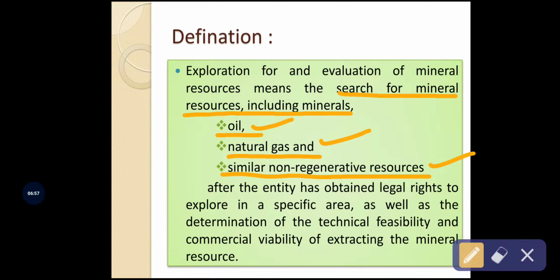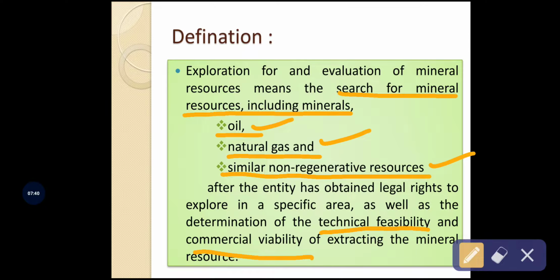Okay, so after obtaining the legal rights to explore and evaluate the mineral resources, the next step for the company is to analyze the technical feasibility of exploring the mineral resources in a particular area. Technical feasibility means all the technological possibilities which ultimately support the activity, that is, carrying out the exploration of the mineral resources in a particular area. So the company will analyze this technical feasibility, and also the commercial viability.